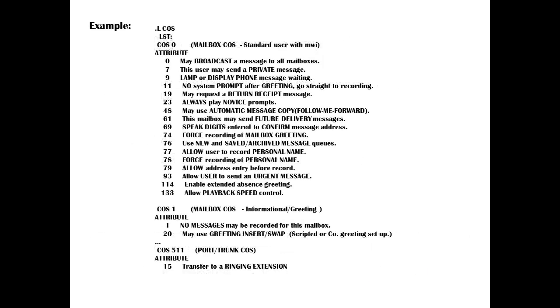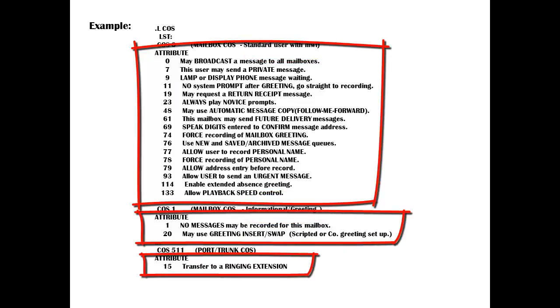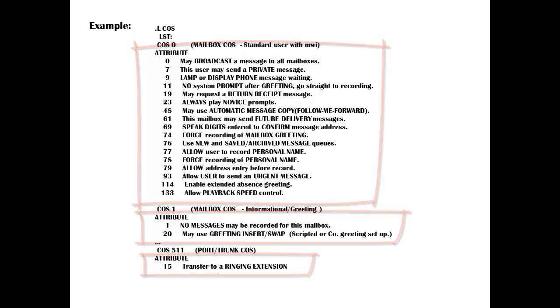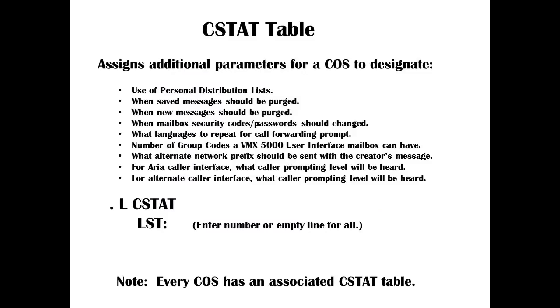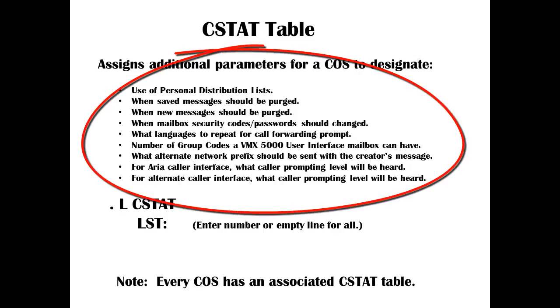Looking at this example of a class of service, we see the class of service number, if it is configured as a mailbox or port, a class of service name if defined, and the attributes assigned to that class of service. The CSTAT table. This table assigns additional parameters to a class of service to designate such settings, such as the use of personal distribution lists, the purging of new and saved messages, security code changes, prompting levels, and more.